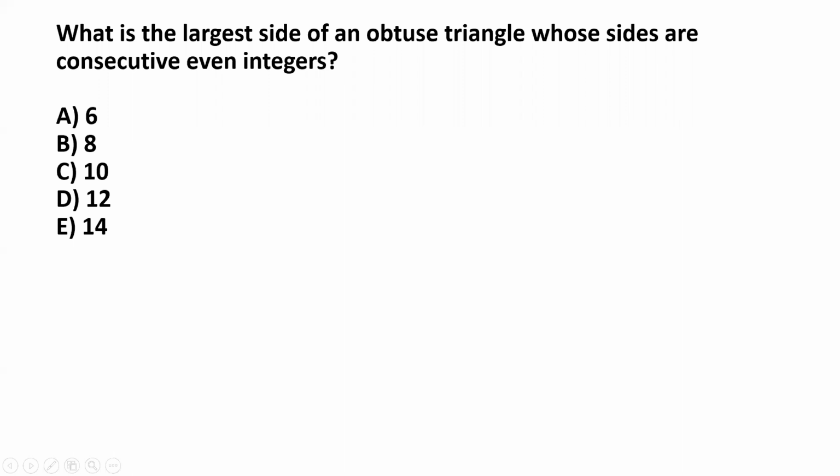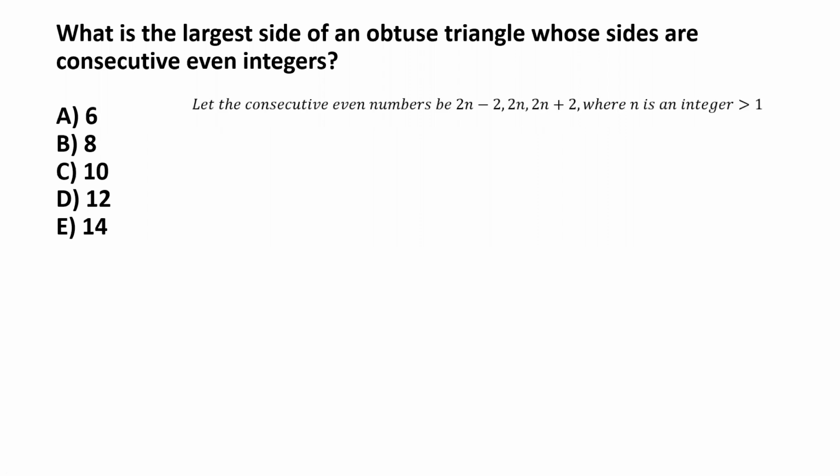What is the largest side of an obtuse triangle whose sides are consecutive even integers? We start this problem by letting the three sides of the obtuse triangle be 2n minus 2, 2n, and 2n plus 2, which basically represents three consecutive even integers. And here one constraint that we have on n is that it has to be an integer that's greater than 1, because if n is equal to 1, then 2n minus 2 becomes 0, which obviously can't be the side of a triangle.